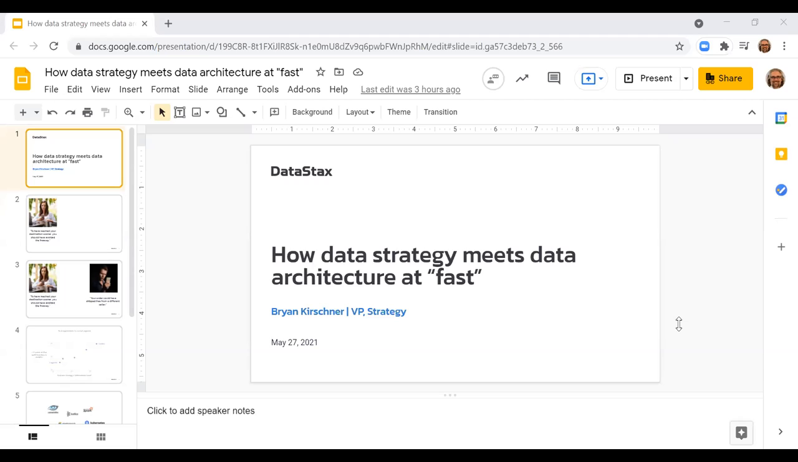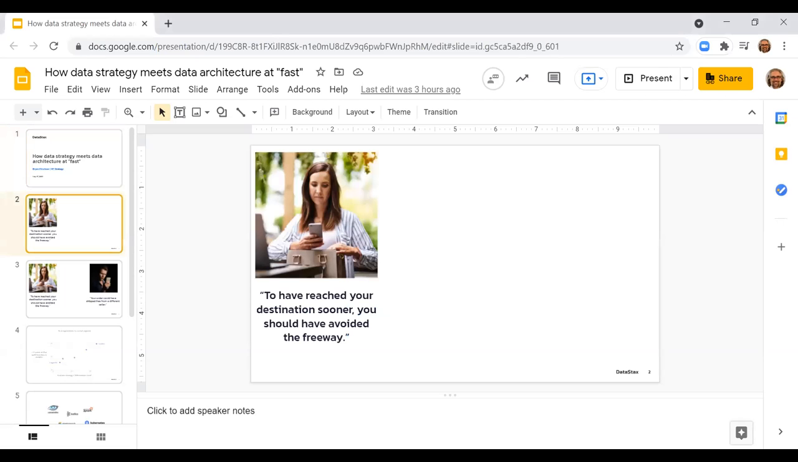So I want to spend these few minutes talking about what we see a winning architecture needs to include to make developers happy and productive at creating happy customers. So I'm going to start a little tongue in cheek.